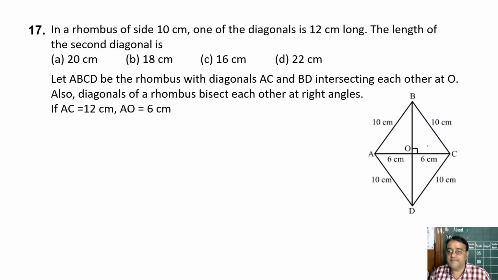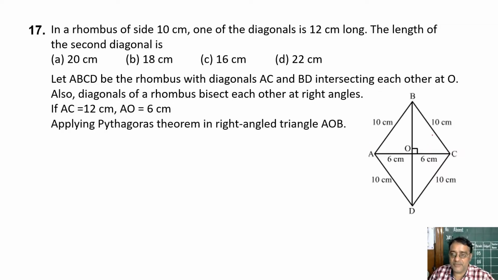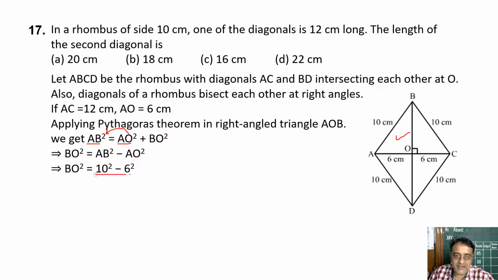How will you find? Using Pythagoras theorem. So what you will get if you use Pythagoras theorem in this triangle? AB square is equal to BO square plus AO square. So AB is given 10 and AO is 6. Now we are going to substitute this one. BO निकालना है इसलिए इसको यहाँ शिफ्ट करेंगे. अब AB और AO को सब्सटीट्यूट करेंगे. 10 स्क्वायर माइनस 6 स्क्वायर, 100 माइनस 36.